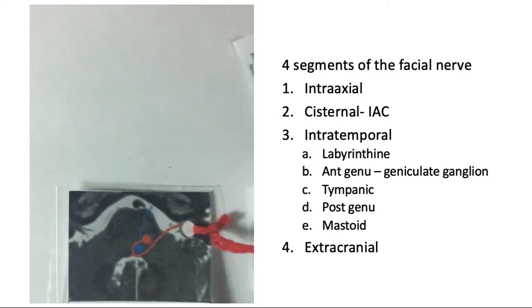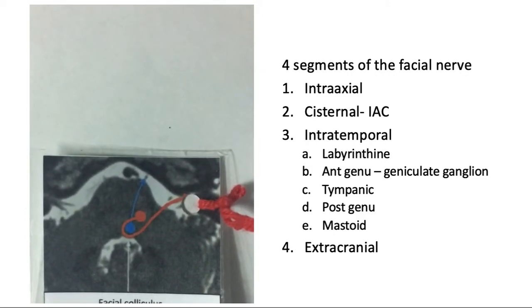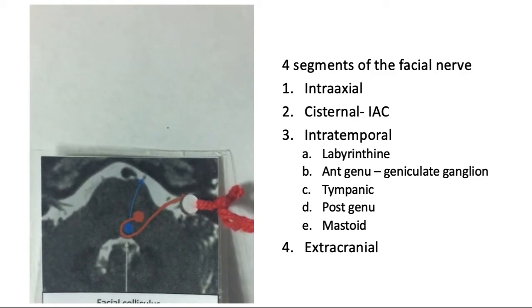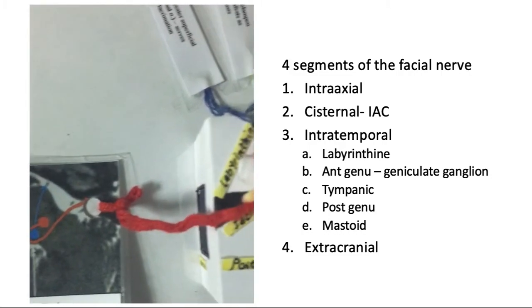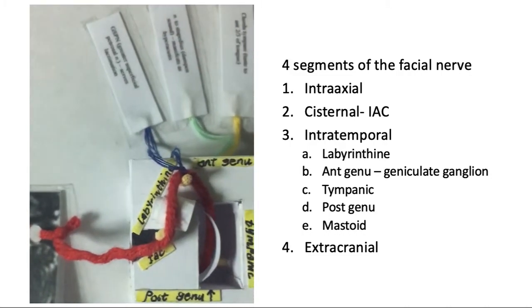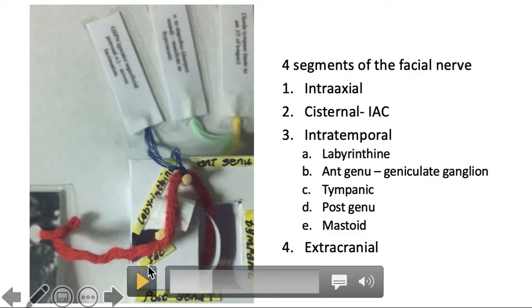So now after the intraaxial and the cisternal segment, so this one, cisternal segment, the facial nerve passes through the internal auditory canal and becomes the intratemporal facial nerve.